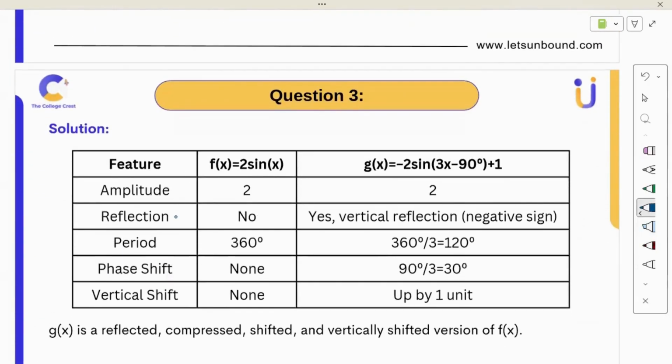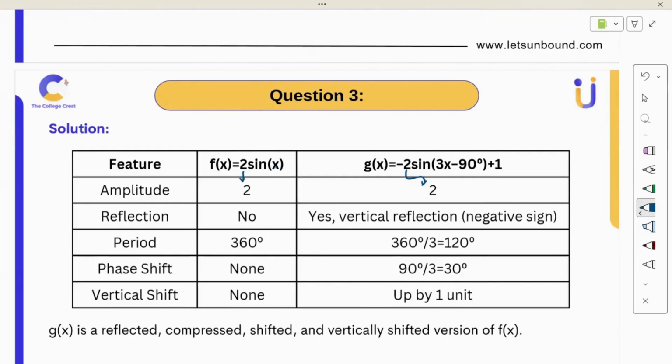So, important features: amplitude is 2 here. Here also 2. Don't put -2. Amplitude is always positive. Take the modulus of the A value. Reflection: no reflection here because I didn't see any negative sign. Here there is a reflection because of the negative sign, right? Reflection along the x-axis.